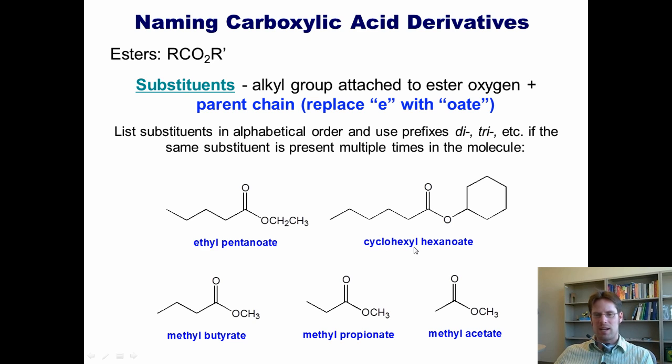Over here, we'll see that we have a cyclohexane dangling off of the ester oxygen. So we call it cyclohexyl, and then this ester portion has 6 carbons in it, beginning from the carbonyl carbon. So it becomes cyclohexyl hexanoate. This compound has a methyl group dangling off of it, and it has a butane coming off of this. So the IUPAC name would be methyl butanoate. Methyl butyrate is actually a common name for this.